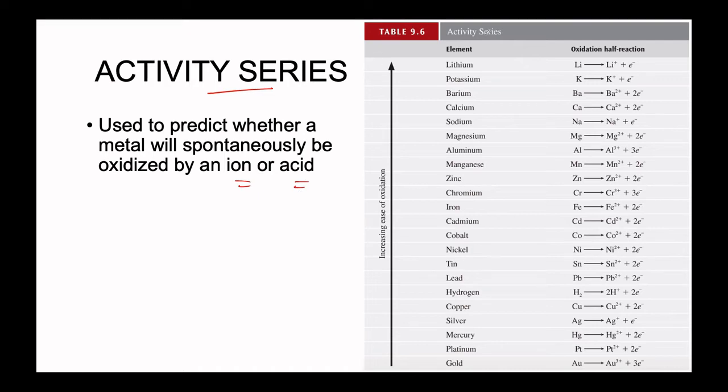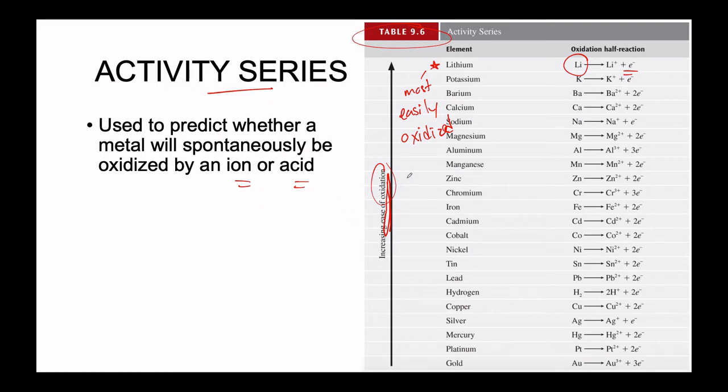According to the activity series table, which is table 9.6 in the text, going up the table, we have an increasing ease of oxidation. That's what our x-axis means here, oxidation. So lithium is going to be the element that is the most easily oxidized of all of the elements in our activity series. What this means is that lithium is going to be the most likely of all of these elements to just jettison off an electron if it gets the chance.